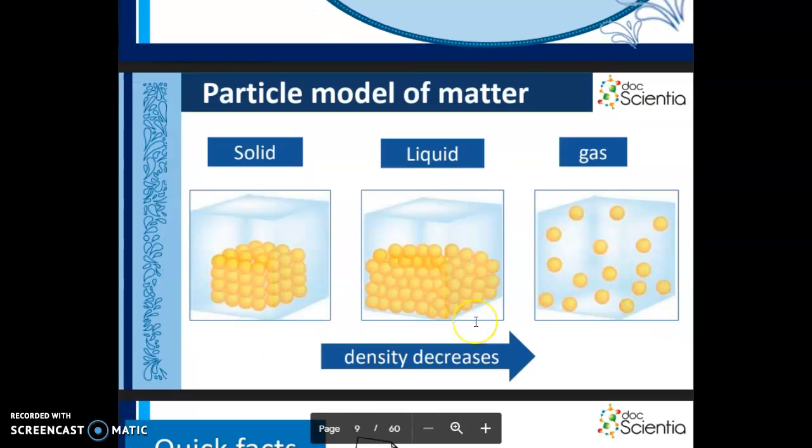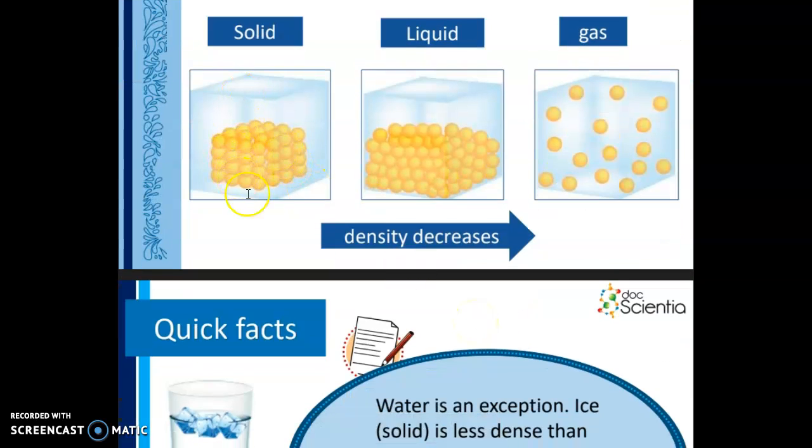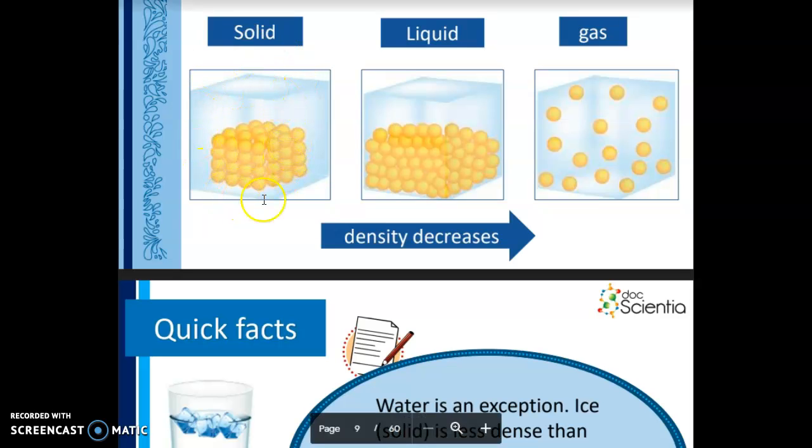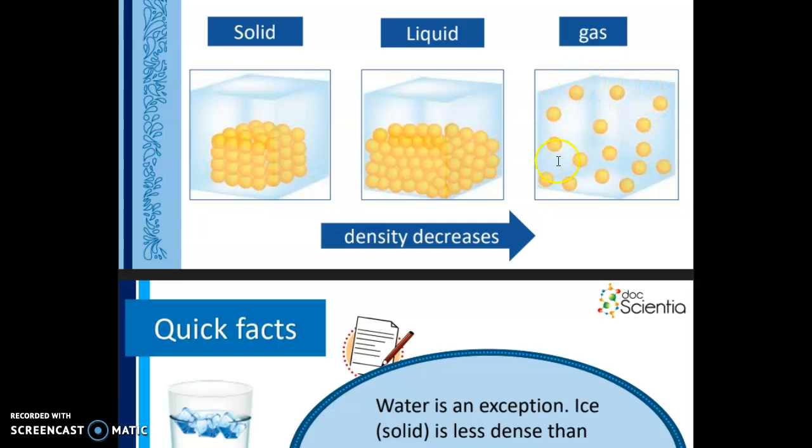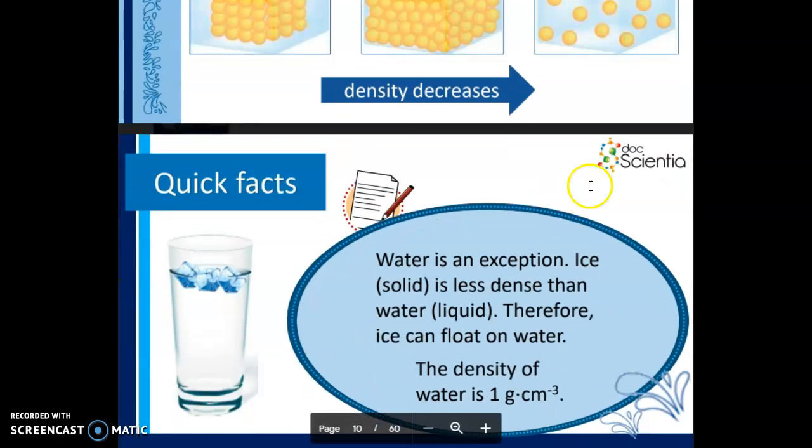Solids, liquids, and gas, here we are again. So the density decreases. Here it's very dense, less dense, not dense at all.